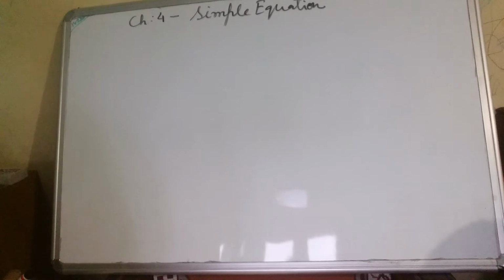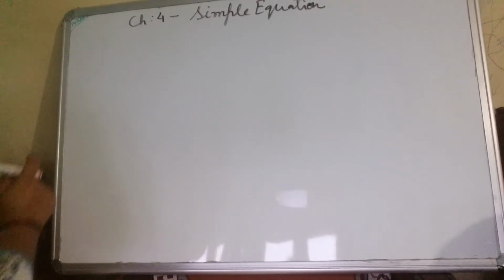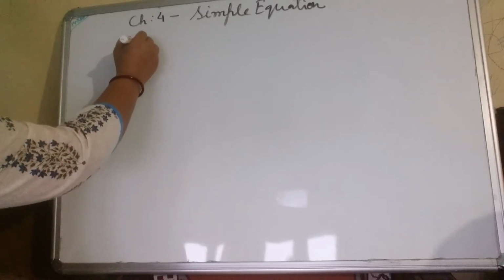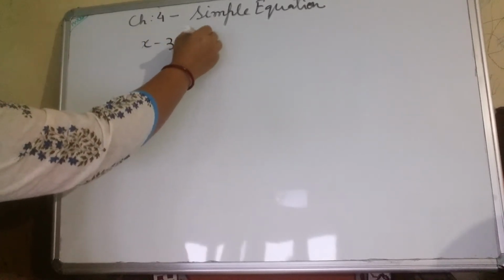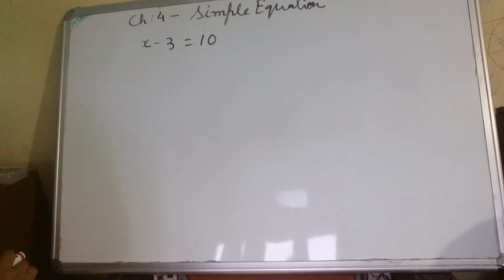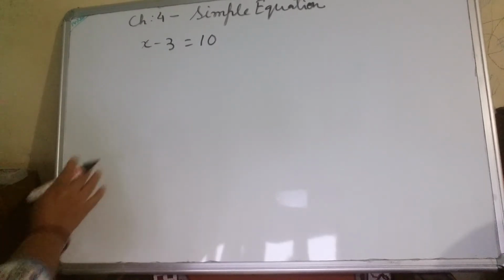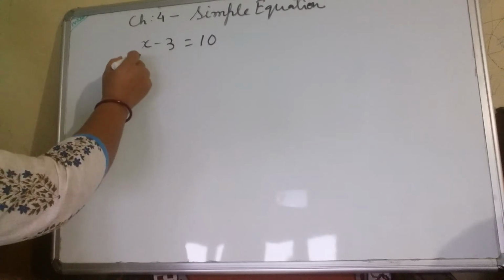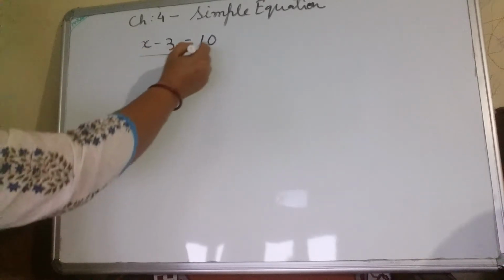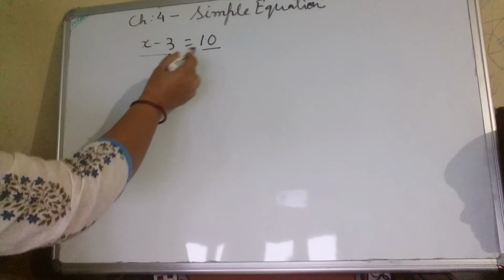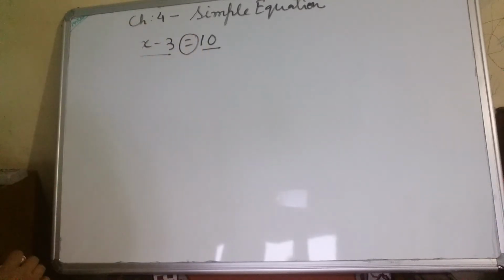Okay. Now, what is an equation? You all know that it is a relation of a variable where it will have an equal sign. Let's take an example: x minus 3 equals 10. So this is an equation. This is its left hand side and this is the right hand side. It is related with an equal sign.